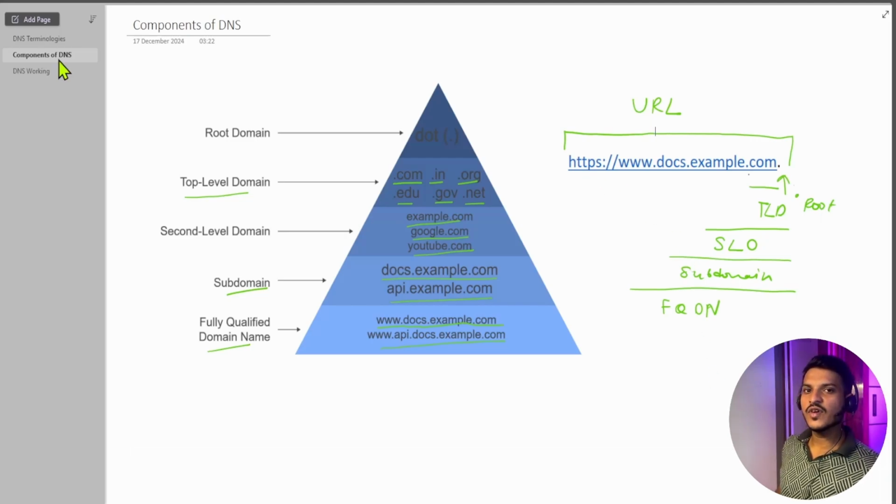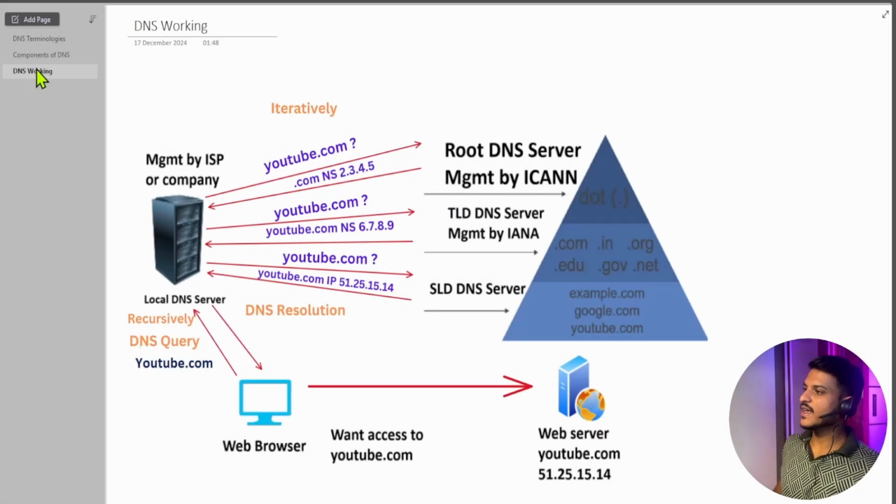Now we will see the working of DNS with a real life example. So let's go to our next part, that is DNS working. In this section we will see the actual working of DNS with a real life example. You may have already seen this diagram in our previous section: what are the root domain, the top level domain, and the second level domain.